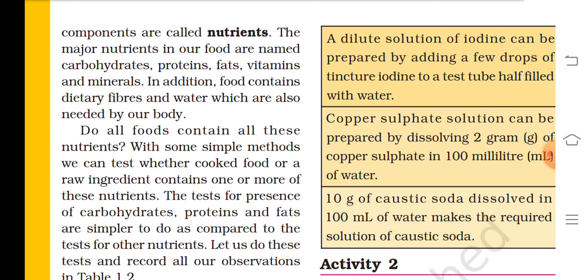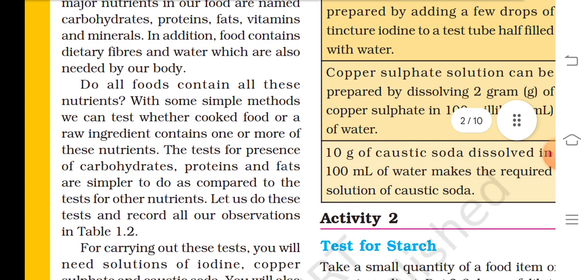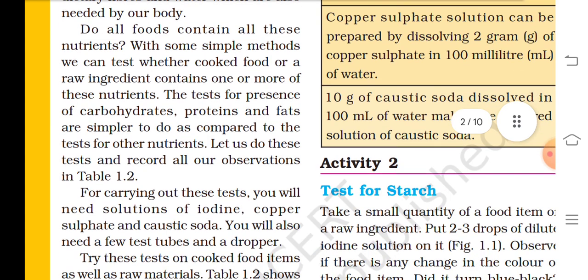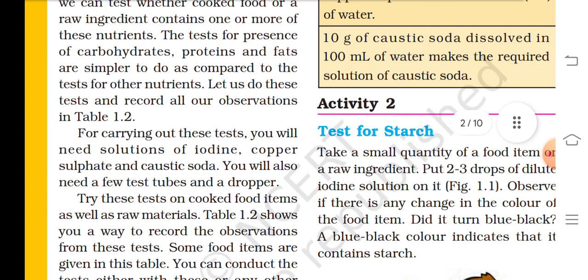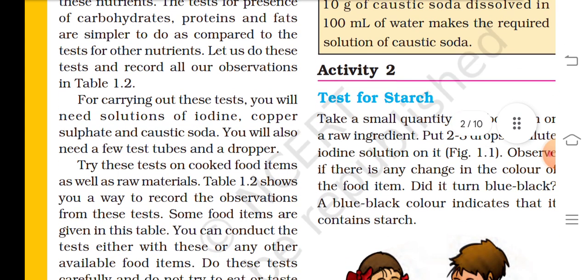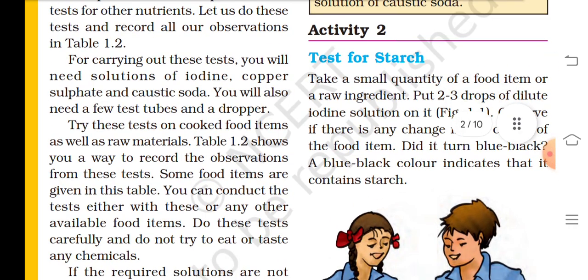The major nutrients in our food are named carbohydrates, proteins, fats, vitamins, and minerals. In addition, food contains dietary fibres and water, which are also needed by our body. Do all foods contain all these nutrients? With some simple methods, we can test whether a cooked food or a raw ingredient contains one or more of these nutrients. The tests for the presence of carbohydrates, proteins and fats are simple compared to the tests for other nutrients. Let us do these tests and record all our observations in Table 1.2.